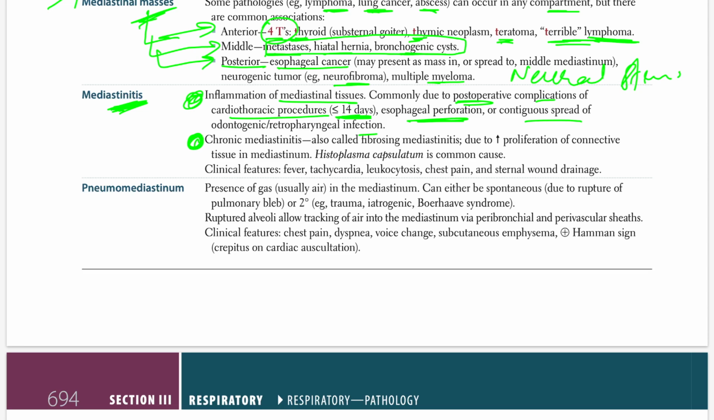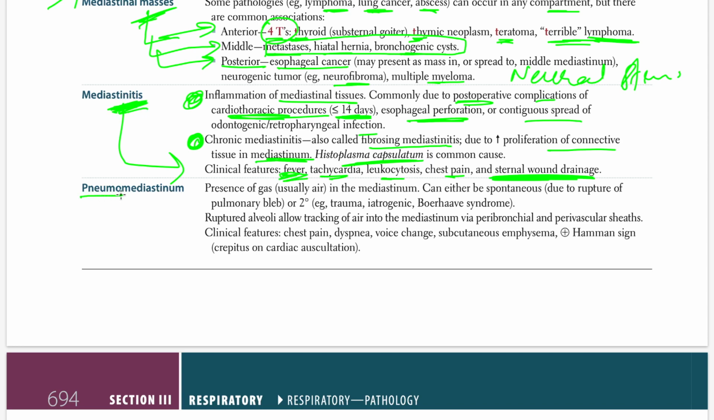Now, chronic mediastinitis, also called fibrosing mediastinitis, is due to increased proliferation of connective tissue in the mediastinum, and Histoplasma capsulatum is a common cause. The clinical features of mediastinitis are fever, for sure, tachycardia, leukocytosis, chest pain, sternal wound. What is the important clue in here? Sternal wound drainage. If there is sternal wound drainage after a cardiothoracic procedure, you think about mediastinitis, with all the fever and everything, for sure.